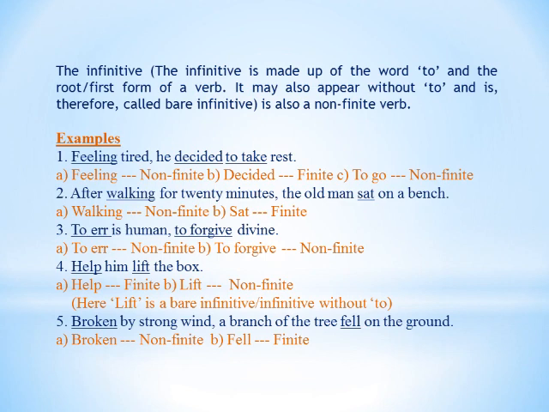Take example sentence number 5. It says, broken by strong wind, a branch of the tree fell on the ground. Here the underlined word broken is the past participle, so it is a non-finite verb. Fell is the second form of verb, so it is a finite verb. Dear students, with this we conclude our lesson about finite and non-finite verb. I hope you are clear with the concepts.